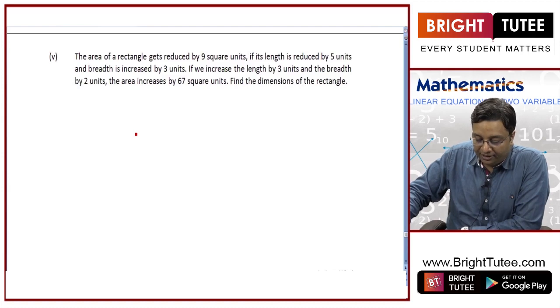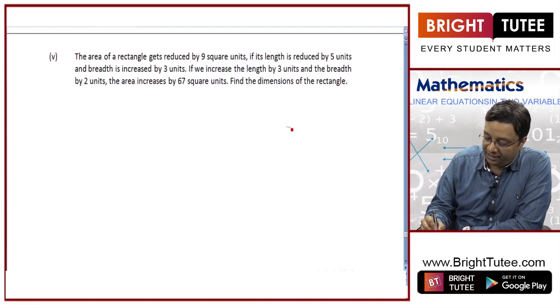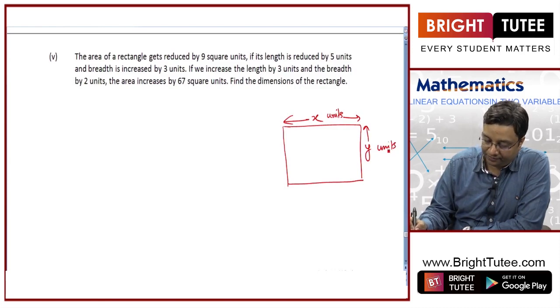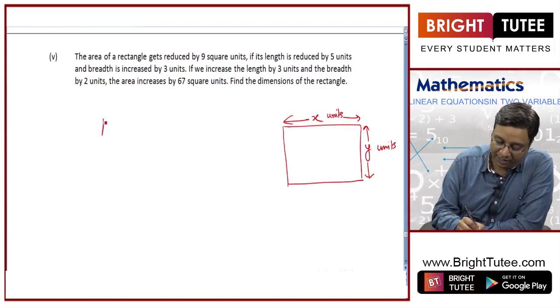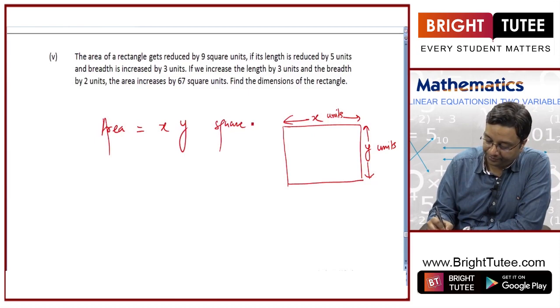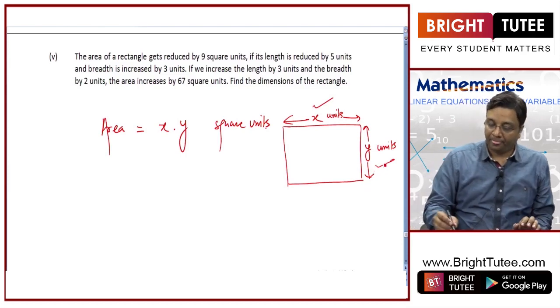The area of a rectangle gets reduced by 9 square units if its length is reduced by 5 units and breadth is increased by 3 units. Let us say the length is x units and breadth is y units. What is the area of this rectangle? It is x into y square units, where x is length and y is breadth.